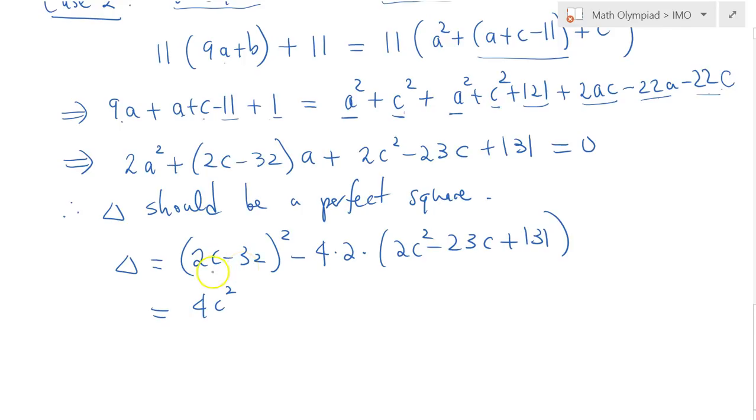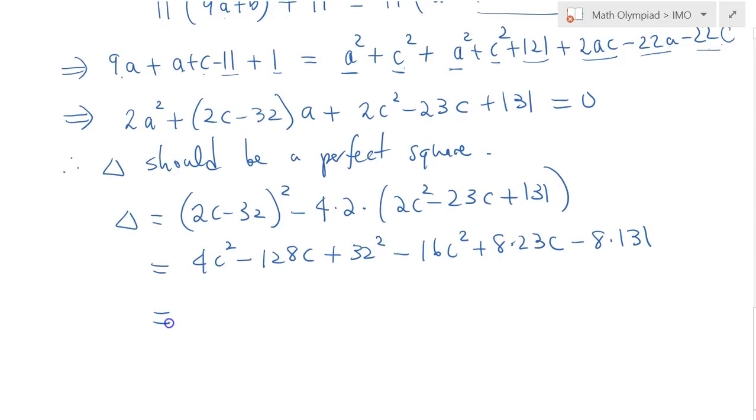Alright, so I don't see any easy way out of here. So 4c squared minus 64, 128c, and then plus 32 squared. Let me just leave it like this for the time being. Minus 8 minus 16, minus 16c squared, minus 8 plus 8, so 8 times 23c, and minus 8, oh boy, minus 8 times 131. Okay, finally, this expression comes out as, let's factor out 4 first of all.